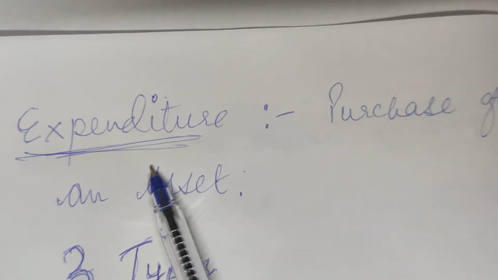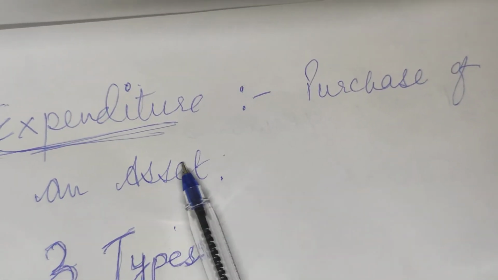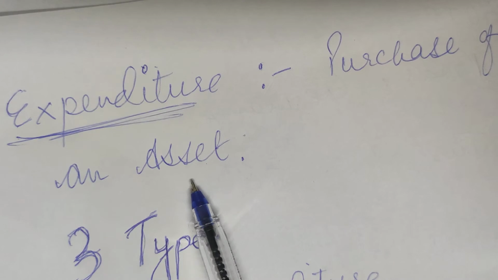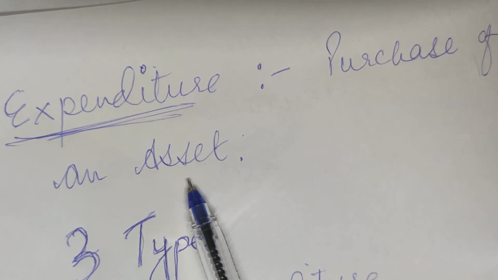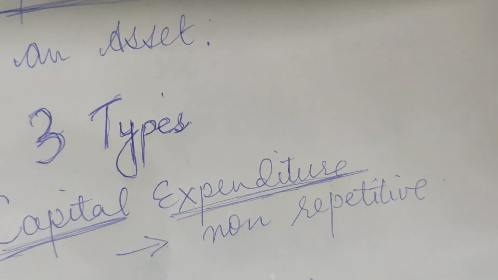In this video, we will discuss the term expenditure. Expenditure is an amount which is spent on the purchase of an asset. Any asset which you purchase, like building, machinery, motor vehicle, etc., is termed as expenditure. Expenditure is of three types.